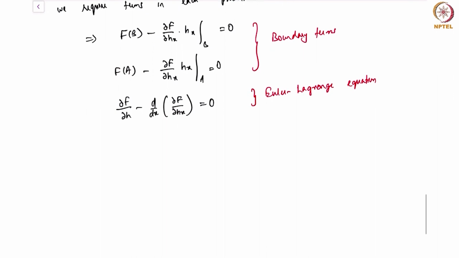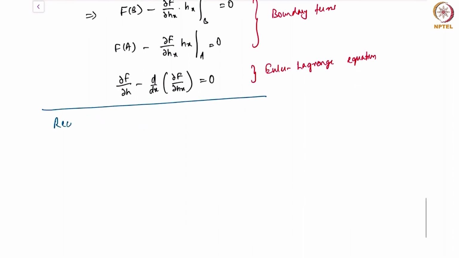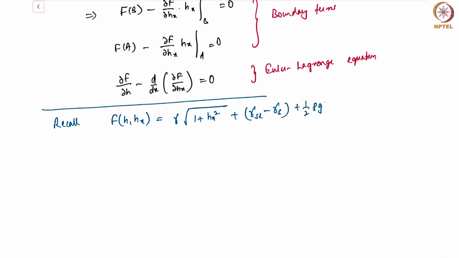Now let's make use of the expression for the quantity f. Okay, recall that this quantity f is a function of h and h_x in itself. And what is this here? Which is gamma times the square root of 1 plus h_x square, plus gamma SL minus gamma solid. Then I have half rho g h square minus lambda h. This is the expression for f.